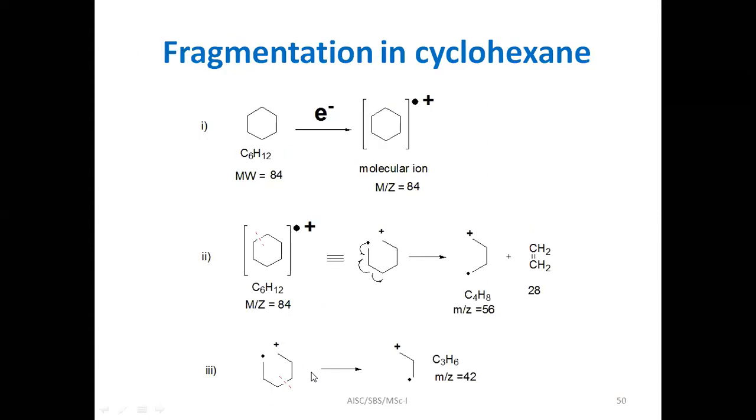Another way for this cyclohexane is breaking of this bond by homolytic cleavage. One electron goes this way, one electron goes that way, and you are getting this positive and dot. So in the homolytic way, one electron goes to this, one electron goes to this, and this positively charged fragment is detected in your mass spectrum. So plus CH2 and dot you are getting here. Its m by z is 42, C3H6. So that is the fragmentation in cycloalkane.